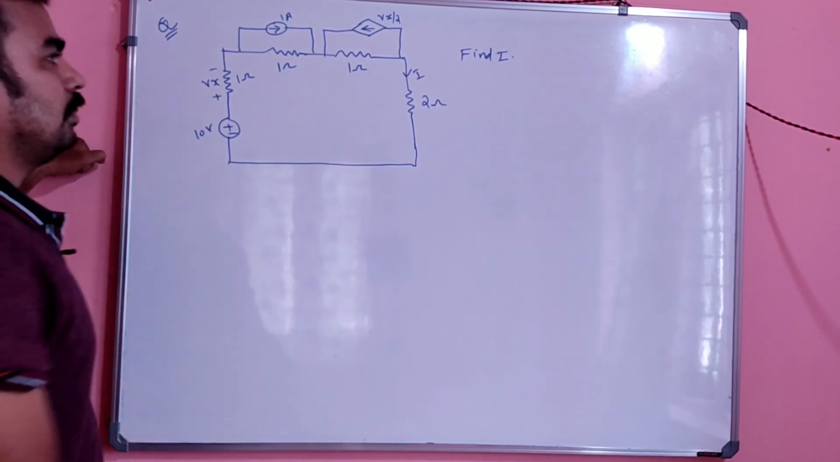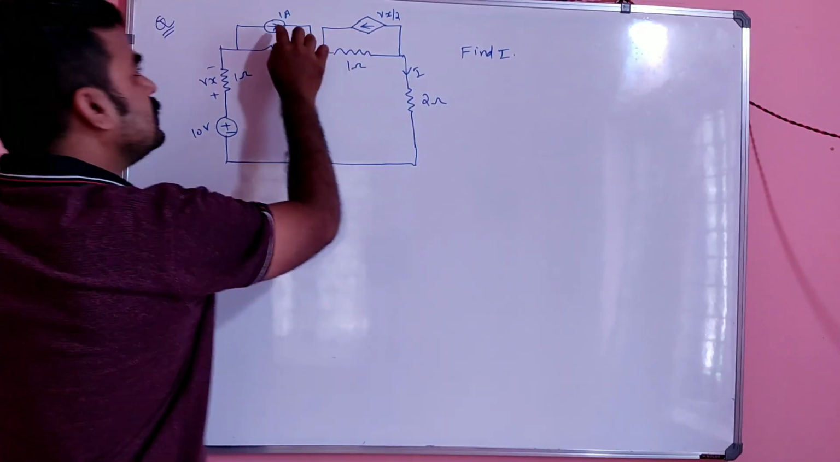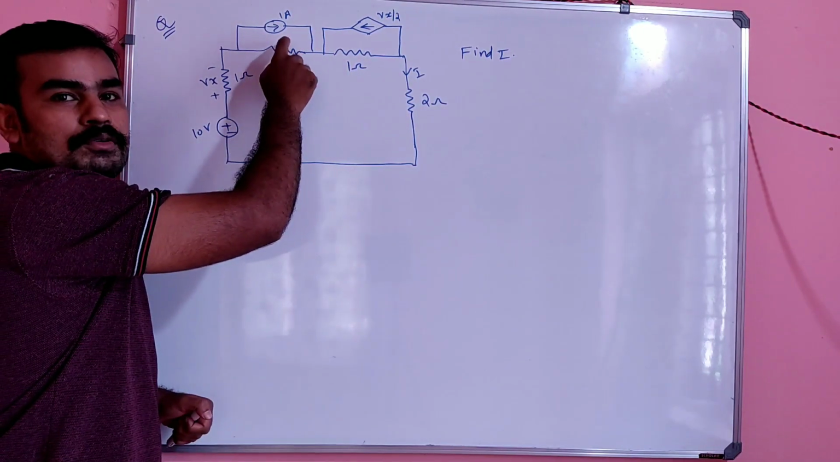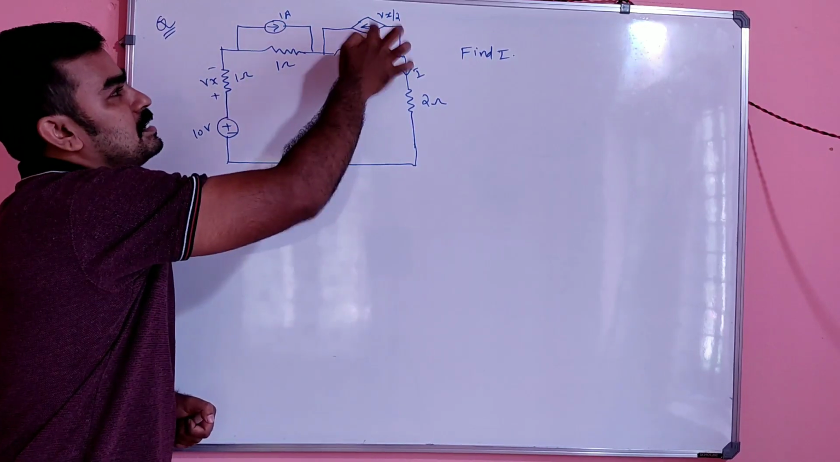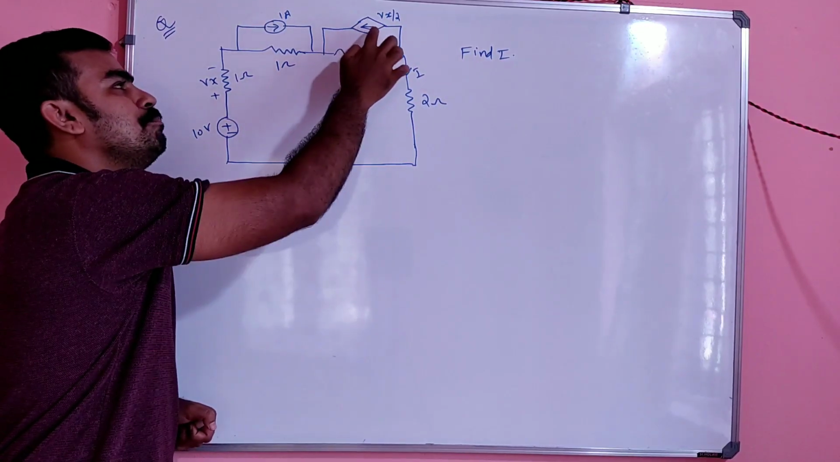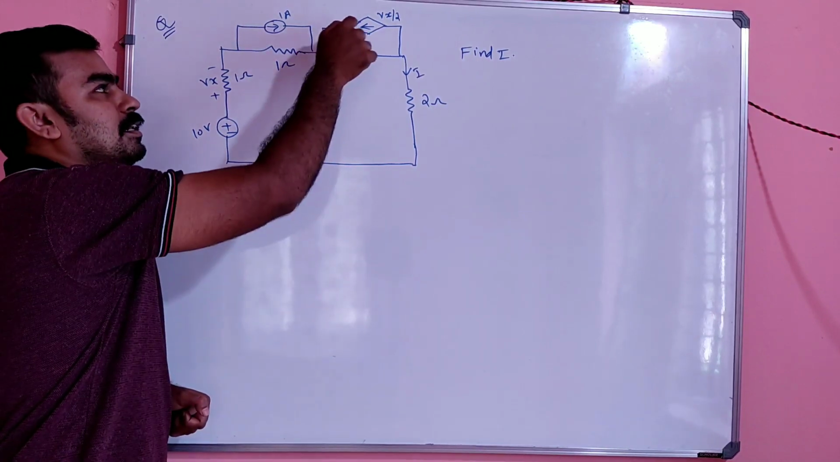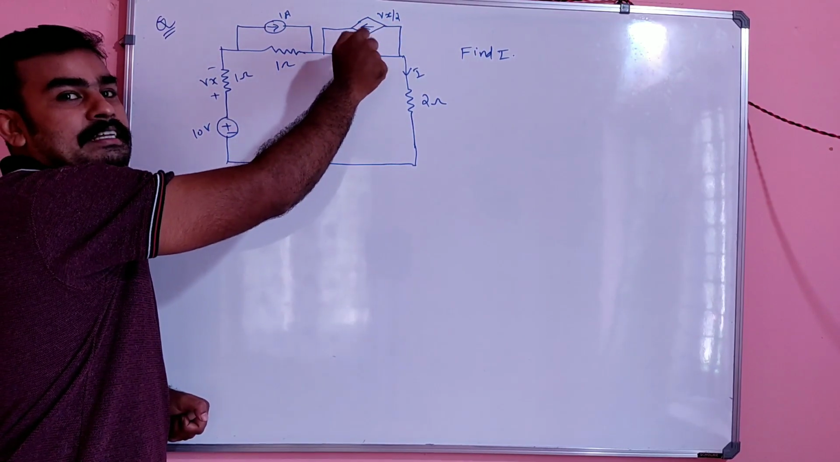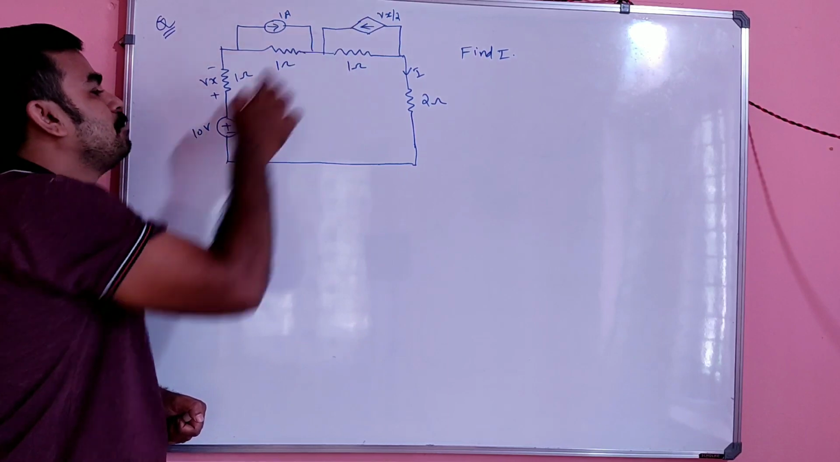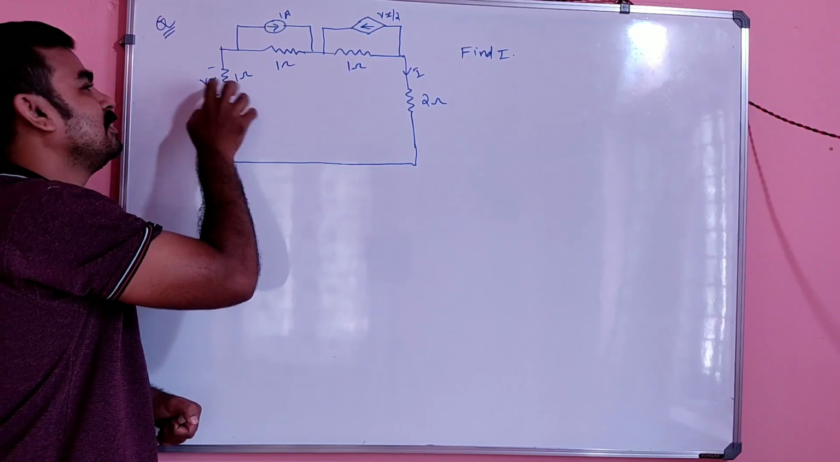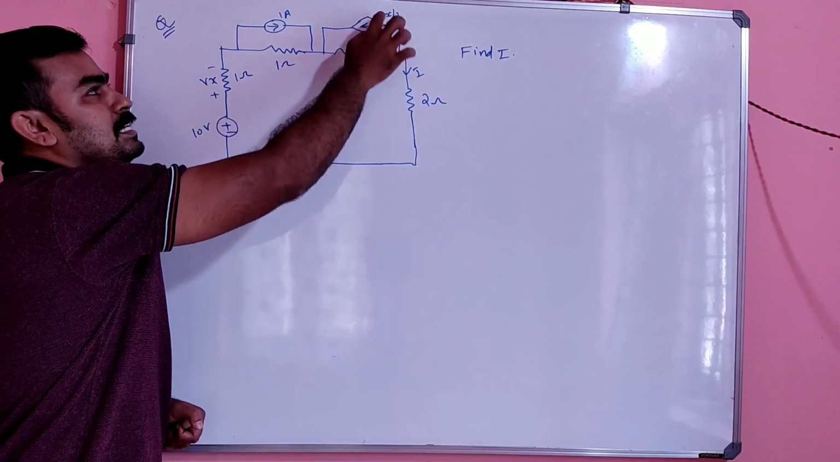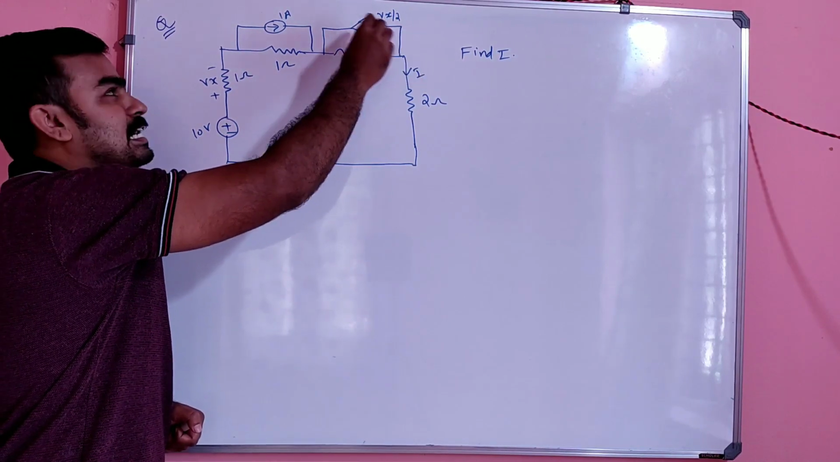So see, this is an independent current source. But here it is not like that. It is a dependent current source, and which factor is it depending on? It is depending upon the value of the voltage across this 1 ohm resistor, that is Vx. That is, Vx by 2 is the current source value.